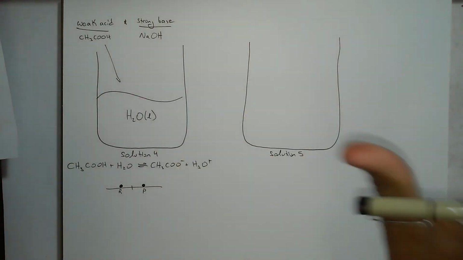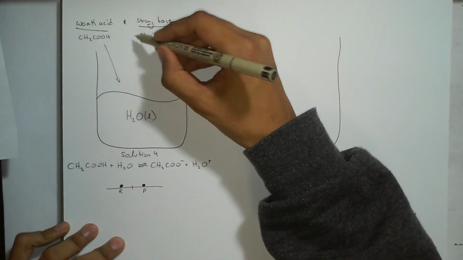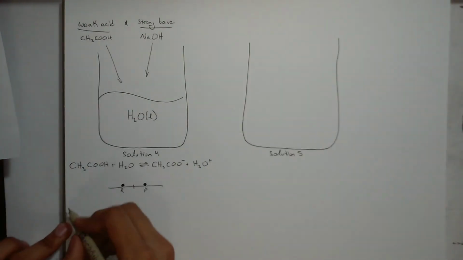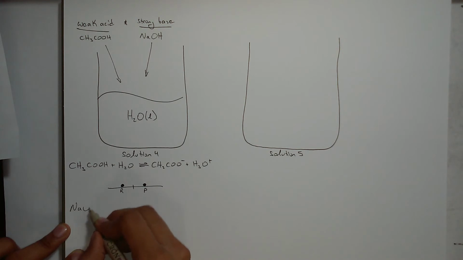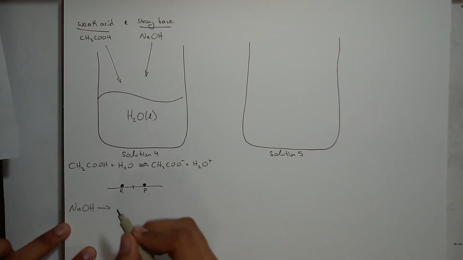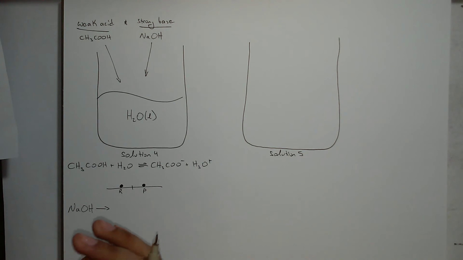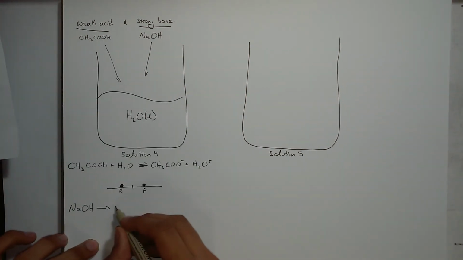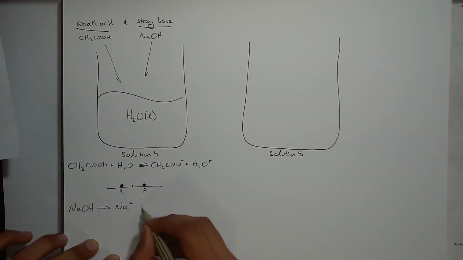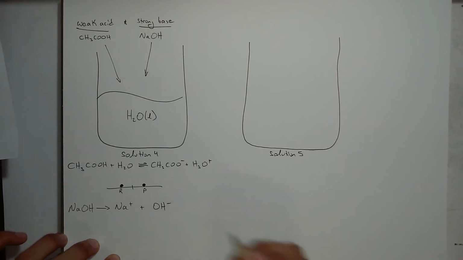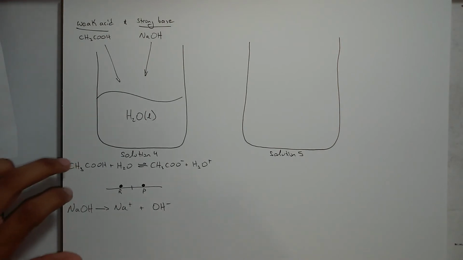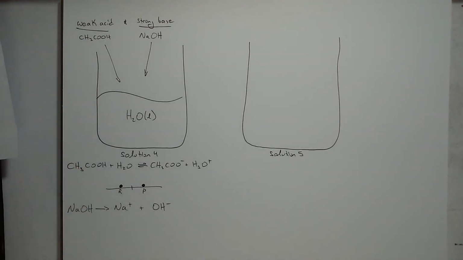Now let's say that as soon as I have that solution prepared, I take some strong base, some sodium hydroxide, NaOH, and I toss it inside of this solution. What happens when I toss a strong base inside of a solution? Strong bases completely dissociate. So it's going to form Na plus and OH minus. Notice what's happening in this solution.